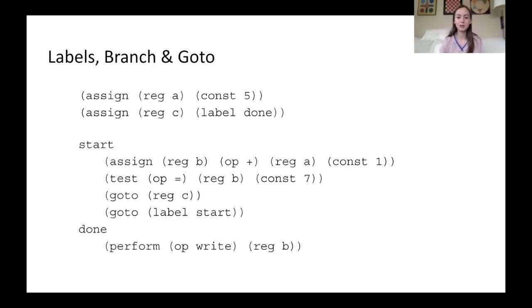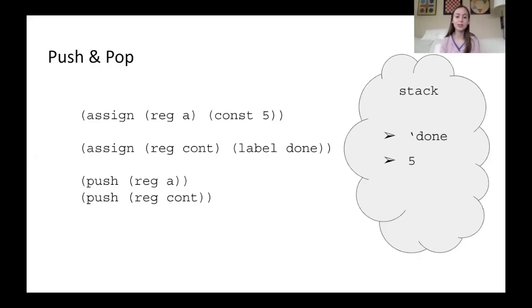The final tool we use is called the stack. You can think of the stack as a list of values where we can only edit the first value in the list, which we do with push and pop operators. Push will take an object and put its value at the top of the stack, while pop takes the value, removes it, and sets it to the specified register.